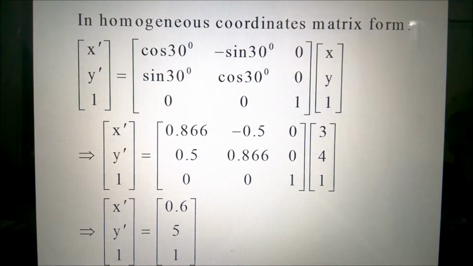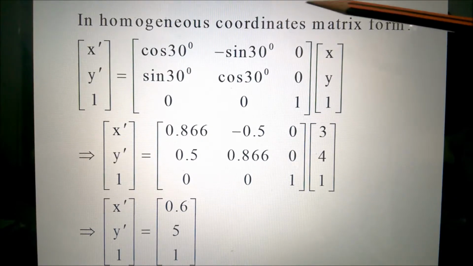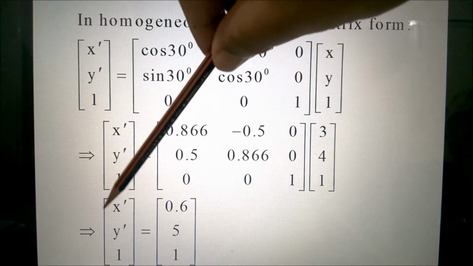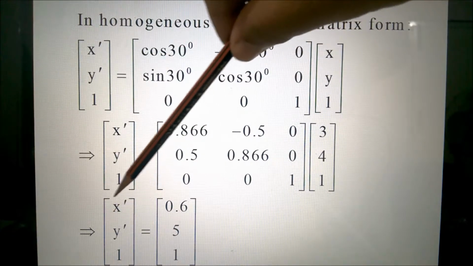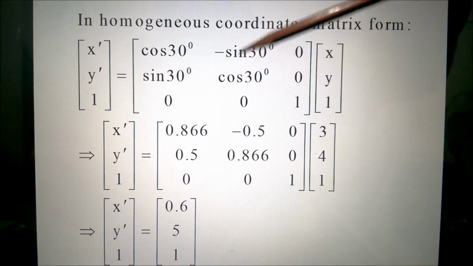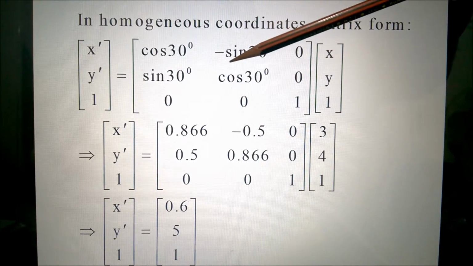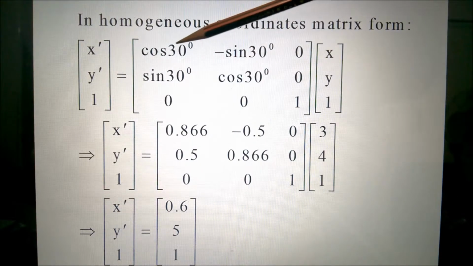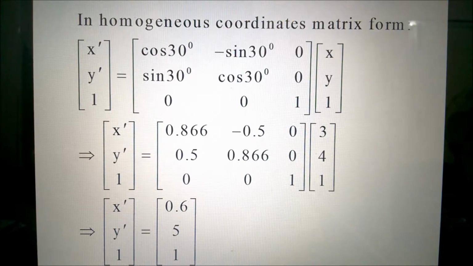And what I wanted to show here is that if you do not know the final coordinates after movement, that means x dash and y dash, you can find them with the help of homogeneous coordinates, only if you know the angle of rotation. That has been shown in this example.